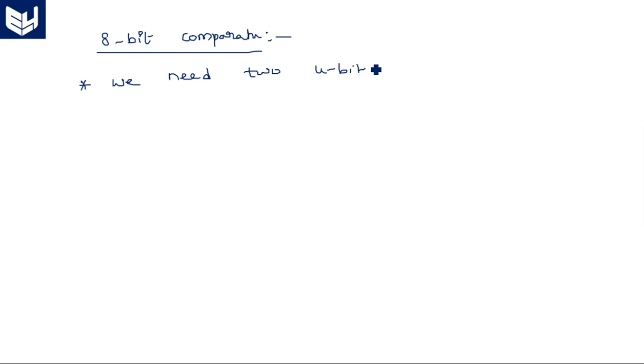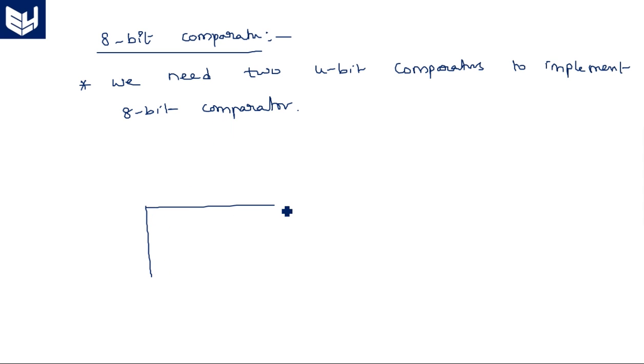Now coming to the 8-bit comparator, with the help of these 4-bit comparators. The count says that 8 means 4 plus 4. So two 4-bit comparators are needed for the implementation of this 8-bit comparison digital circuit. We need two 4-bit comparators to implement the 8-bit comparator. Okay, see here we are taking two 4-bit comparators.